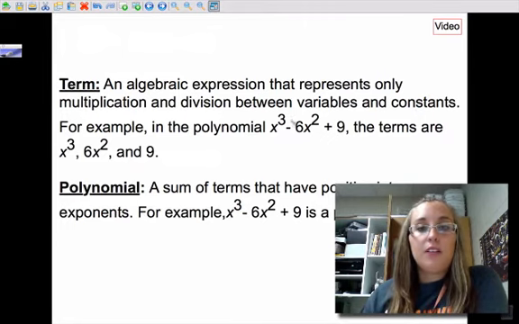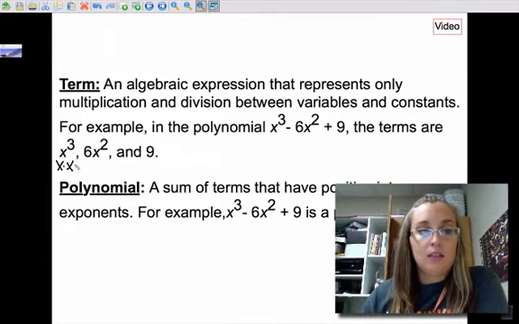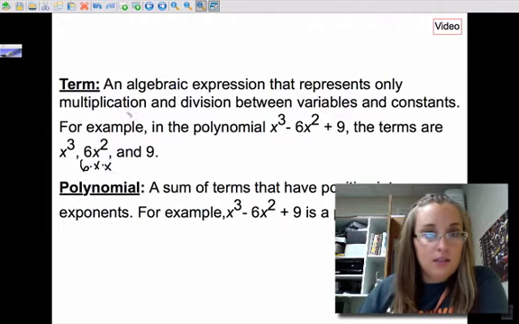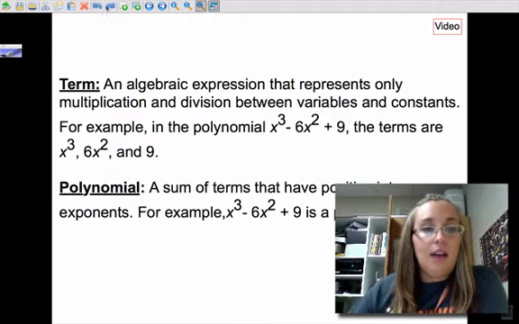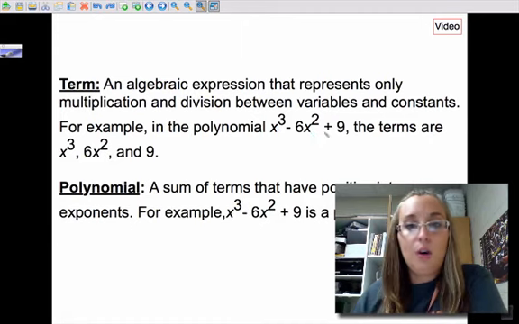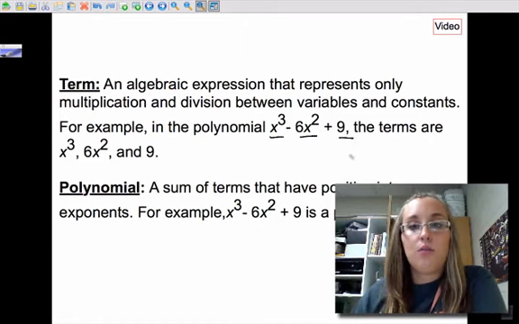Okay, so for example, in this polynomial, x cubed minus 6x squared plus 9, the terms are x cubed, that represents x times x times x, that's multiplication between variables. Okay, 6x squared, that's multiplication between 6 times x, okay? And 9. It doesn't have to necessarily be multiplication. 9 is a constant, but it's still a term, okay? So this polynomial has 1, 2, 3 terms.